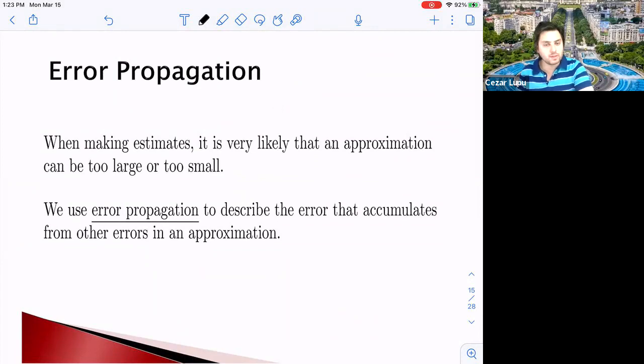So when making estimates, it's very likely that an approximation can be too large or too small, right? As we have seen. Well, for this, we will use what we call error propagation to describe the error that accumulates from other errors in an approximation. And we would like to see what this is all about. So keep this word in mind: error propagation.